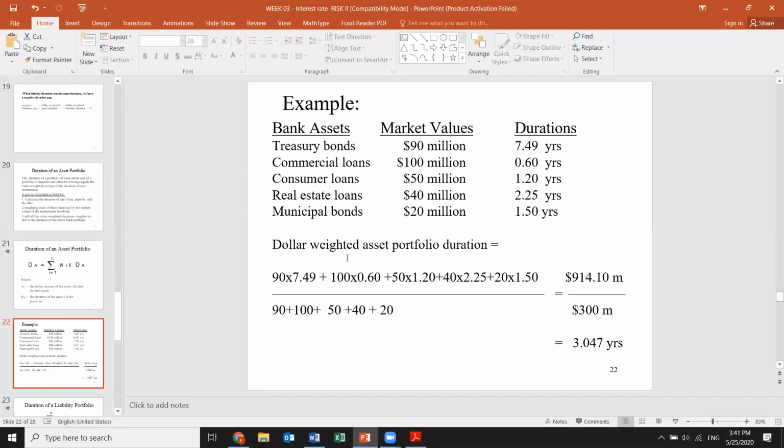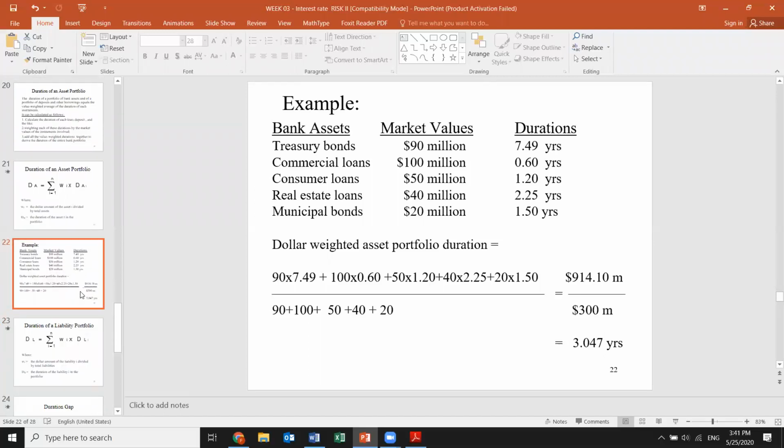Okay, then we multiply and sum them all, and then we divide by the market value of each asset that we had. And we come up with a dollar weighted asset portfolio duration, which is 3.47 years.